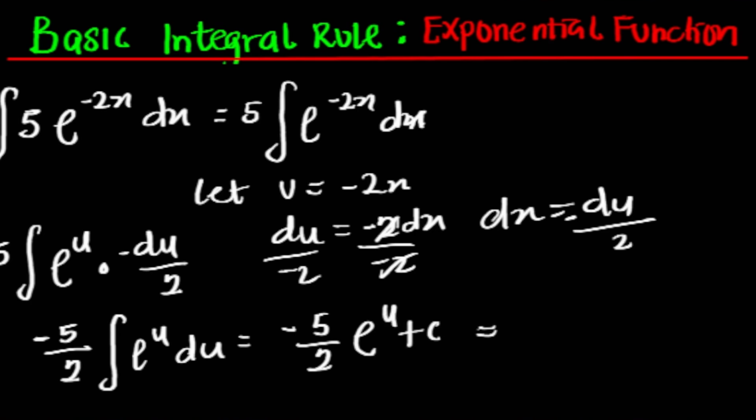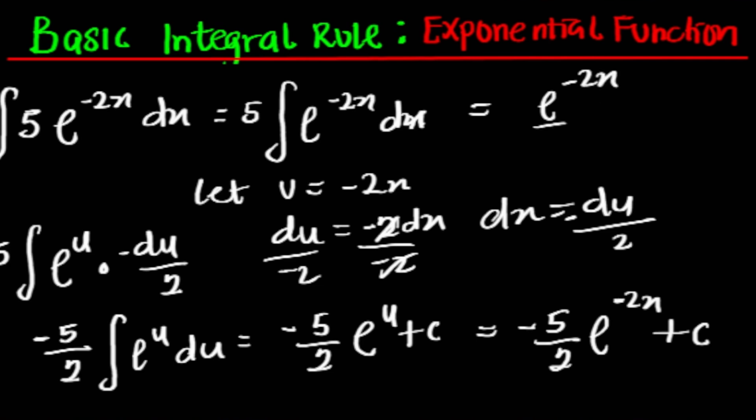Then if you recall, u is minus 2x. So I'm going to have minus 5 over 2 exponential minus 2x plus c. That's actually what you're going to have. So if there is no 5 here, let's assume there is no 5, the answer that we are going to get, if you ignore the 5, is exponential minus 2x over 2. Then don't forget to put the minus here. You bring everything down.